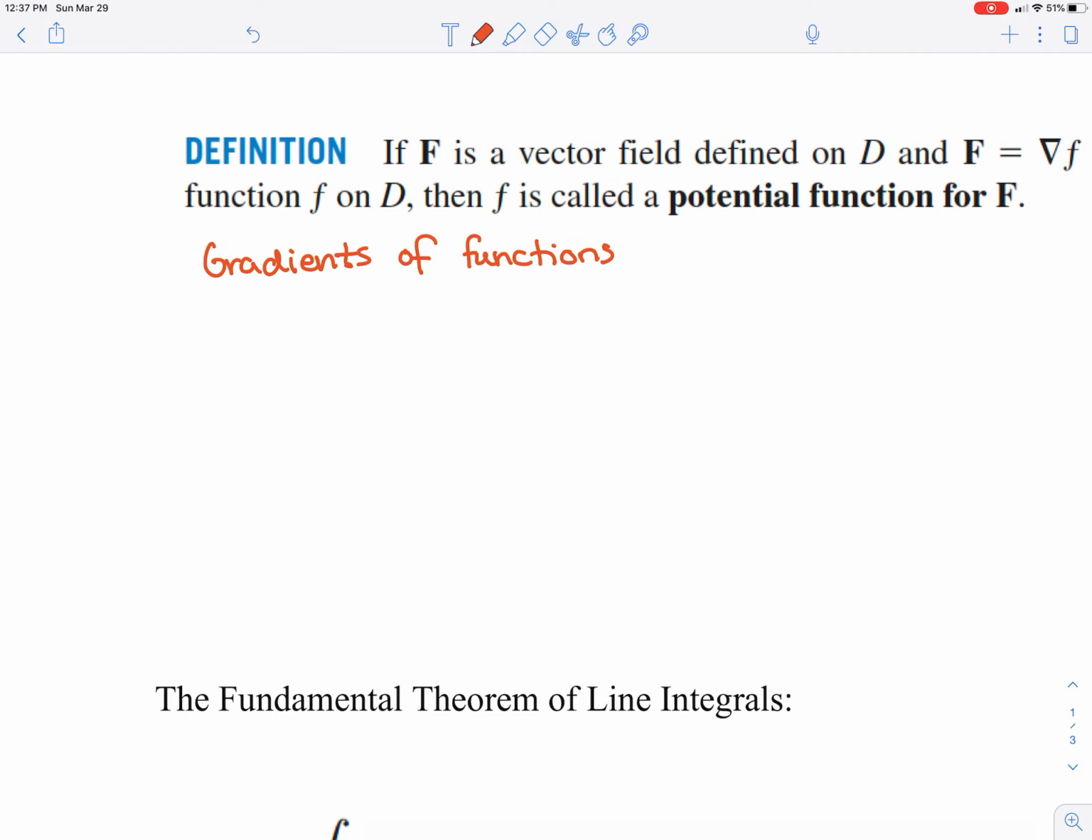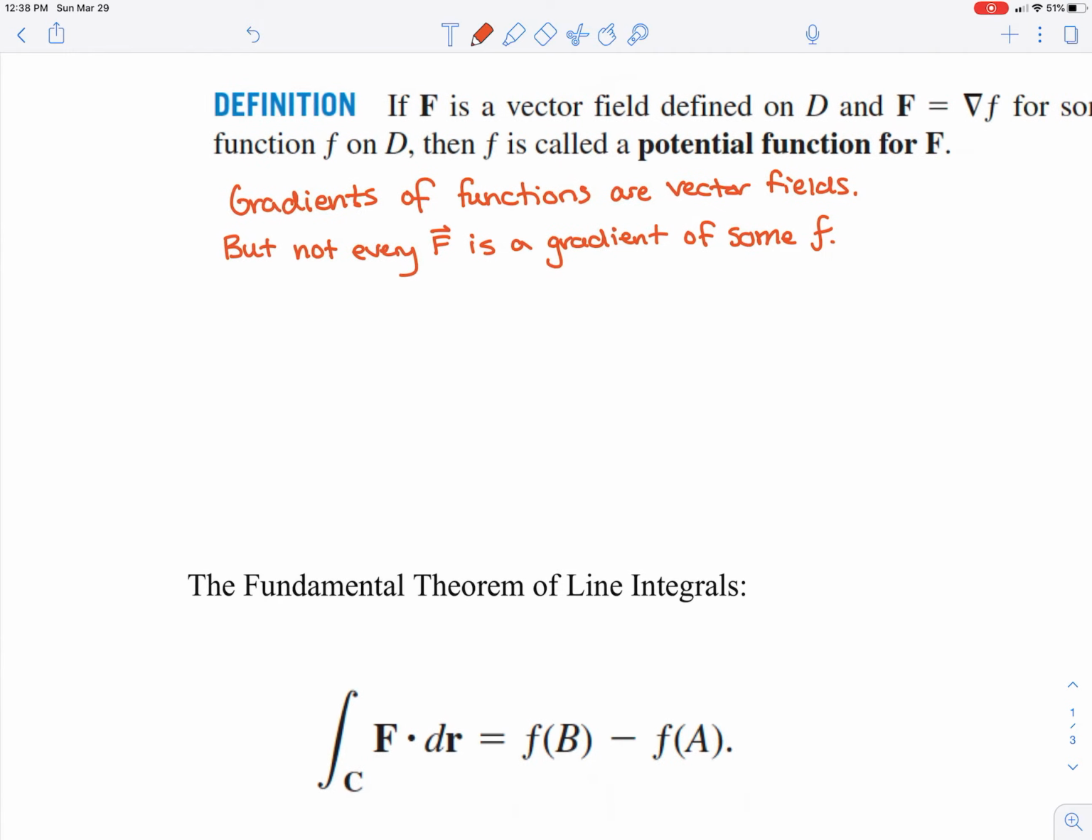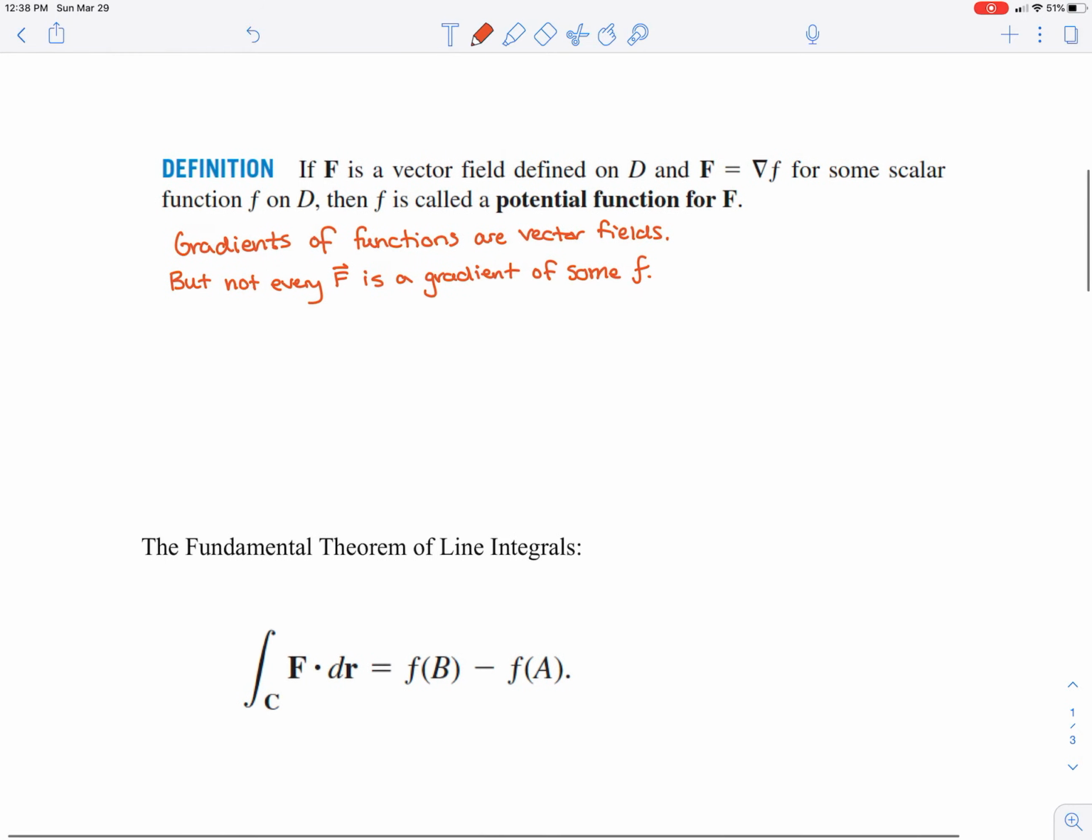Gradients of functions are vector fields. But not every vector field is a gradient of some little f, right? So we take the gradient of little f to get the vector field big F.